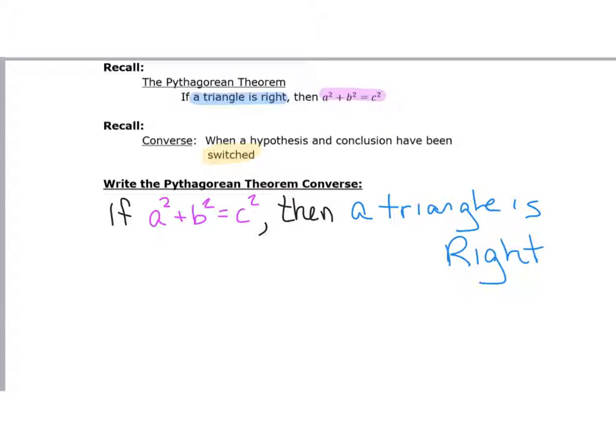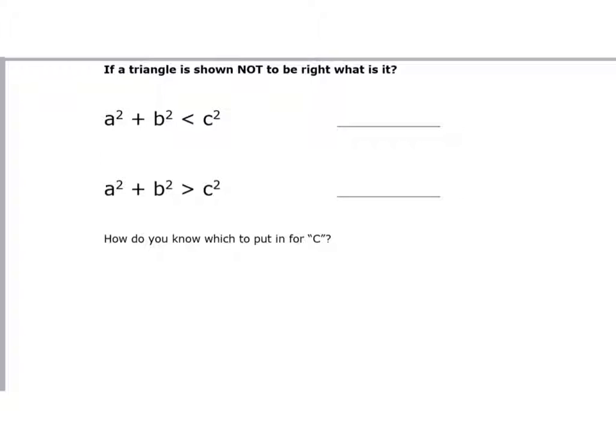So if you have three side lengths of a triangle and you try them in the Pythagorean theorem and it works, you get an equals, two sides that are equal to each other, then you know for sure you have a right triangle, okay? But what happens if it doesn't work? The two sides are not equal to each other.